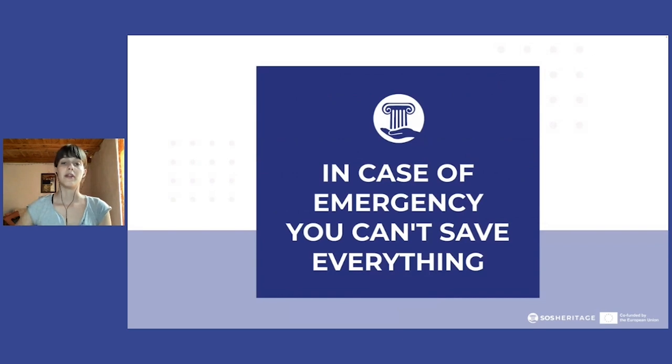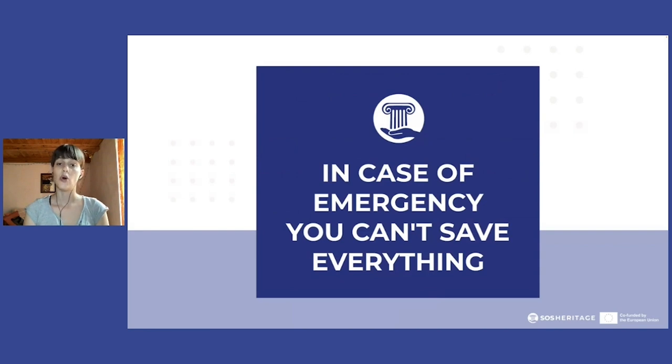Let's start from a very basic concept. In case of emergency, it is impossible to save everything. Unfortunately, in this sector, we always have to think by imagining the worst case scenario and imagining the most serious situation that could happen to our collection. Only in this way we will be able to react and to ensure effective management of even minor emergencies. So we must be ready for anything.